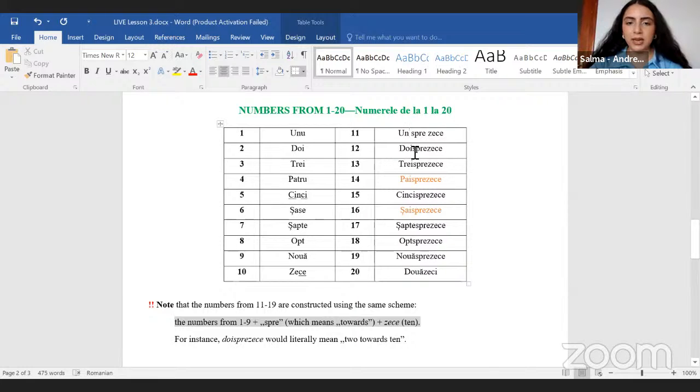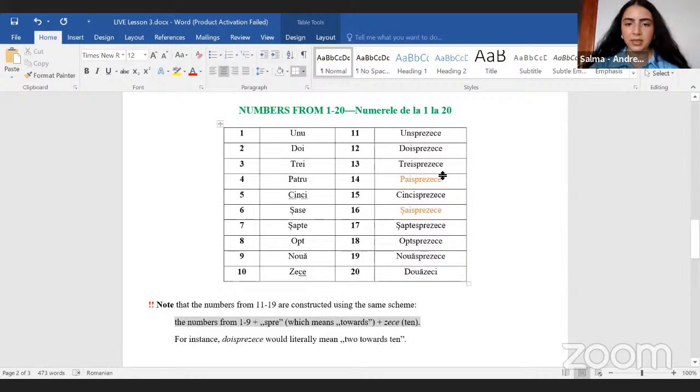Let's look at the next one. 2 spre 10, 2 towards 10. So all of them have spre inside. That is a sort of pattern that appears, and that's going to help you memorize them a lot easier.